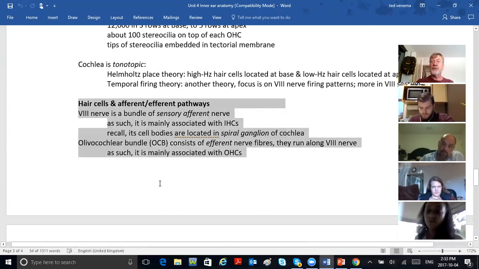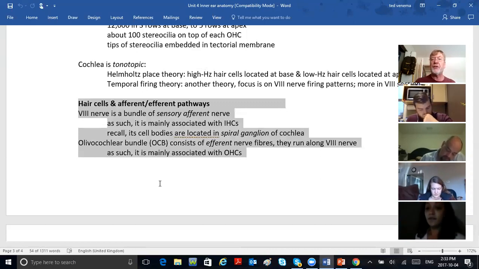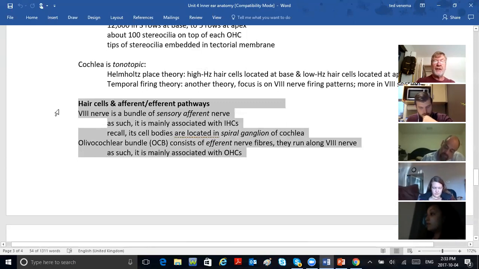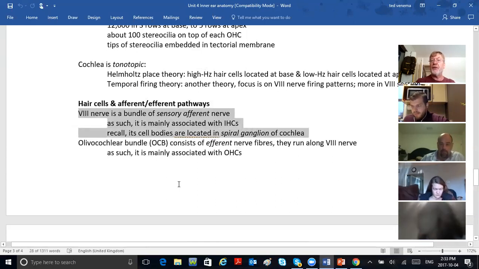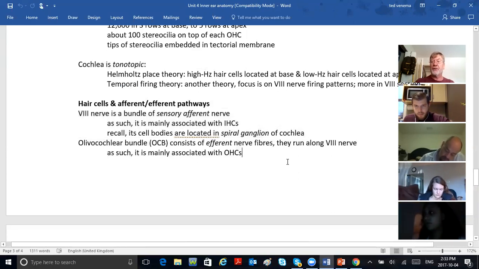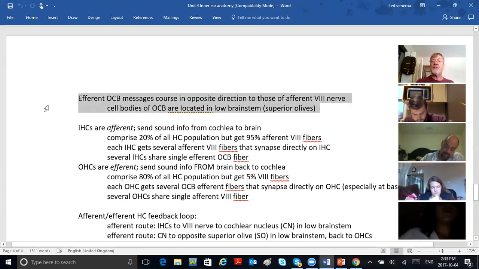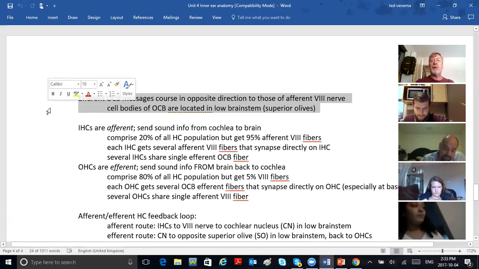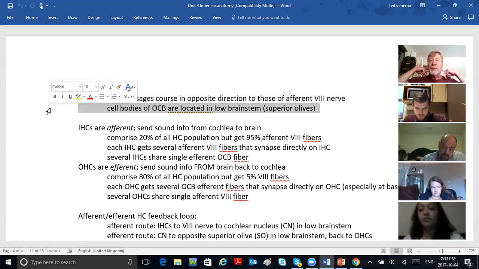Olivocochlear bundle consists of efferent nerve fibers. They run along the eighth nerve. As such, it is associated with the outer hair cells. Here, the eighth nerve is a bunch of sensory afferent nerve fibers. It's associated mainly with the inner hair cells, and its cell bodies are located in the spiral ganglion of the cochlea. Moving down here, efferent, olivocochlear messages course in the opposite direction to those of the afferent eighth nerve, and the cell bodies of the olivocochlear bundle are not located near the cochlea. They're located in the brain stem.